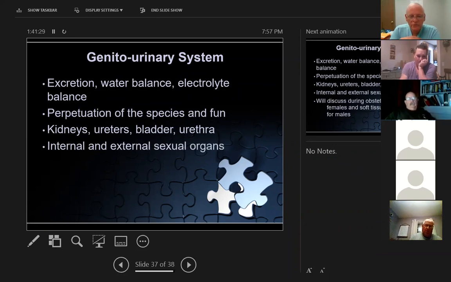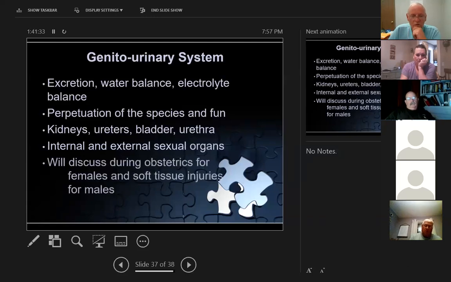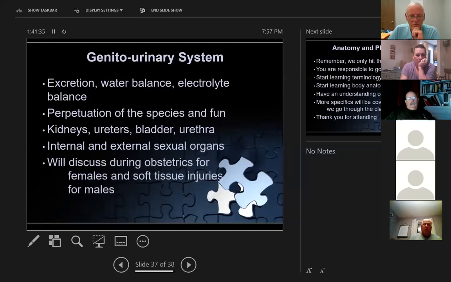We also have internal and external sexual organs. I'm not going to talk about those now, but we will when we talk about obstetrics with regard to females. And I like to say for males, when we talk about soft tissue injuries, because theirs gets injured quite a bit.